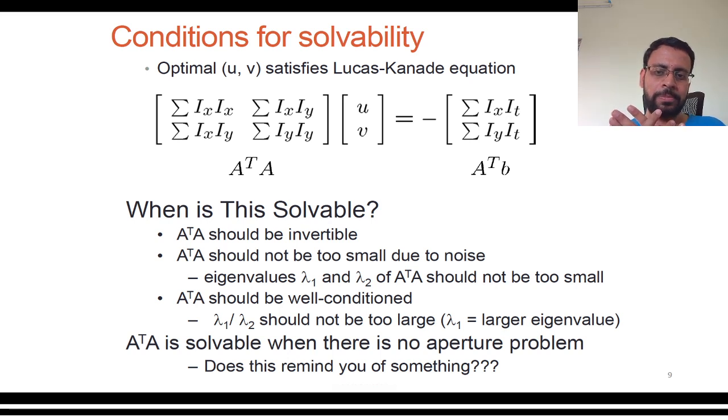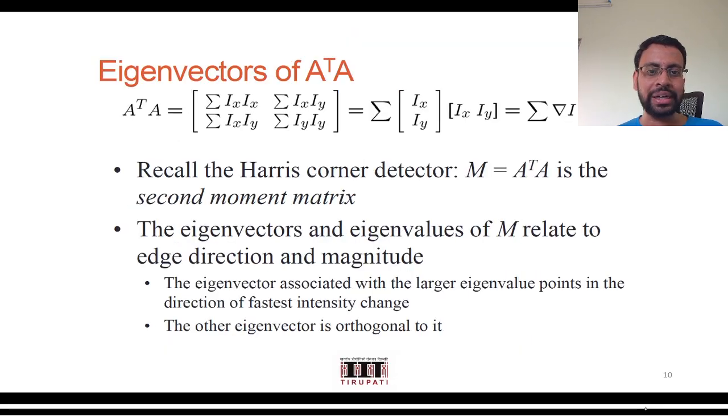Okay, is it reminding you of something, the same form? Again, pay attention to what A transpose A is here. It is the summation of Ix square, summation of Ix Iy, summation of Ix Iy, summation of Iy square. Yes, that's what you have seen in the Harris corner detector. The second order moments matrix which we got there is exactly the same thing.